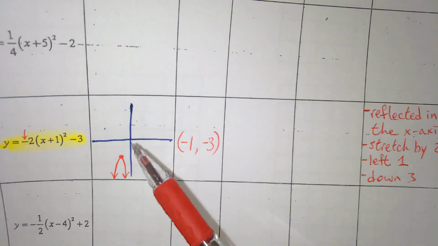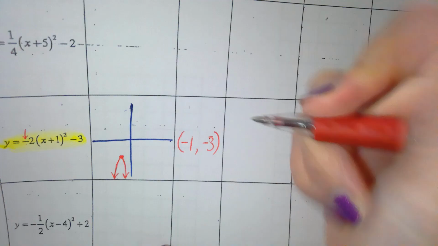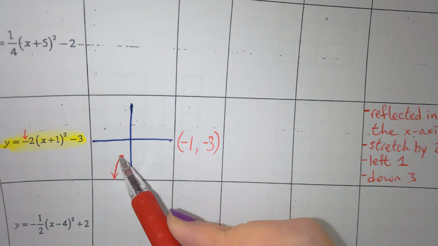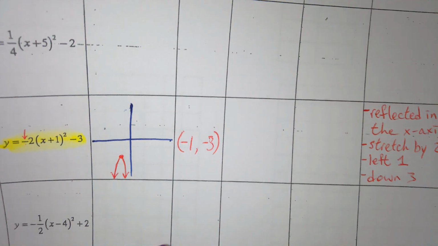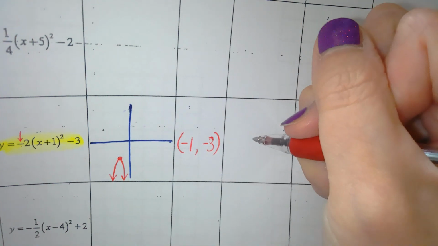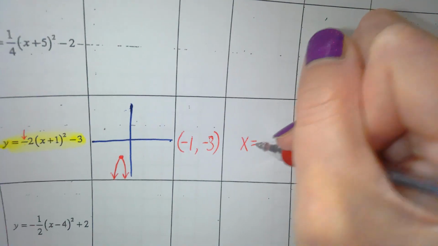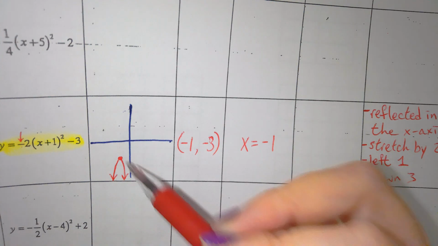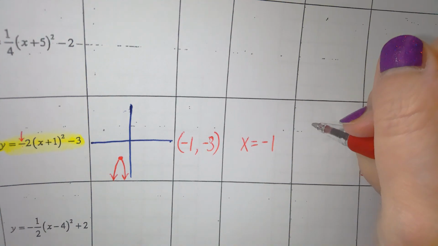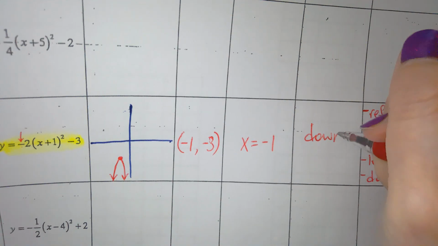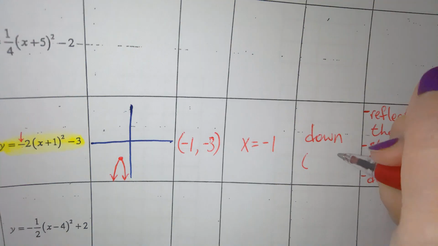Jaden, why is it -1, -3? Left by 1 and negative 3 because it goes down by 3. Right, the negative 1 is on your x and the negative 3 is on your y. Perfect. What is my axis of symmetry, William? x equals negative 1. Jaden, does this open up or open down? Down. Opens down, and if it's down, it has to be a negative.